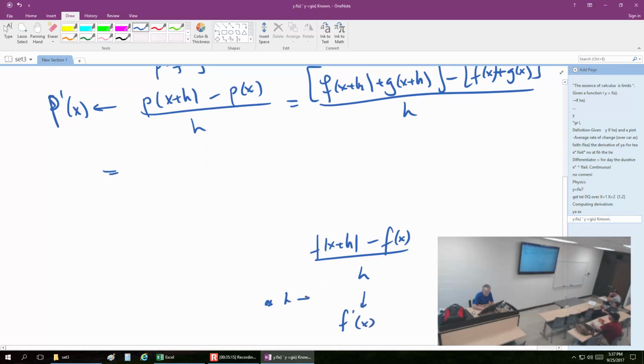If h goes to 0. On the other hand, g of x plus h minus g of x over h, under the same limit, goes to g prime of x. Okay? So this is where we want to end up. We already have a conjecture about what the answer is. The answer should be the derivative of the sum, or sum of the derivatives rather.